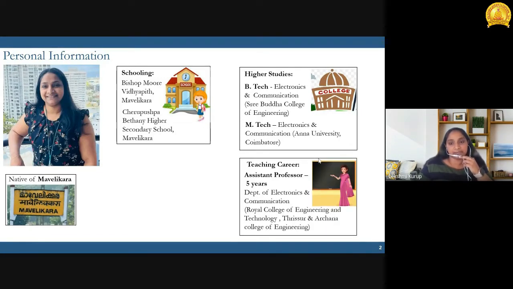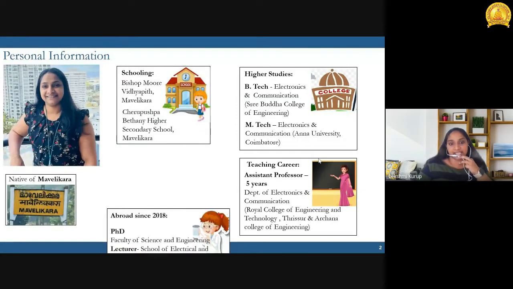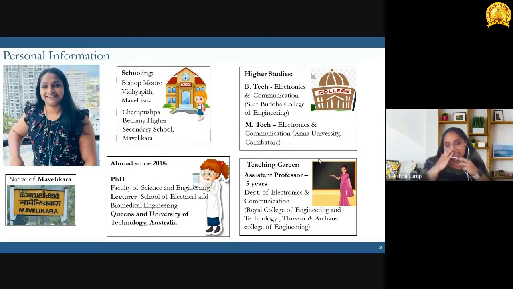After completing my Master's, I selected teaching as my career and worked as an assistant professor for 5 years in the Department of Electronics and Communication at Royal College of Engineering Technology, as well as a few months at Archana College of Engineering. After that, I came abroad in 2018 and started my PhD with the Faculty of Science and Engineering at Queensland University of Technology, and here my PhD journey is going on.